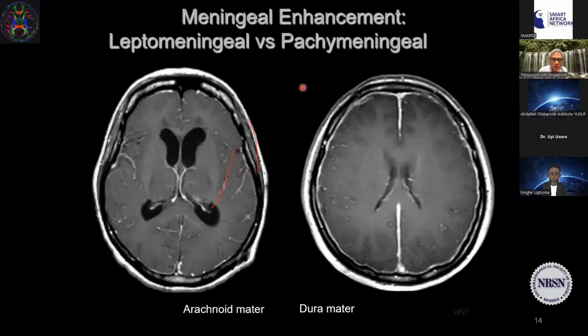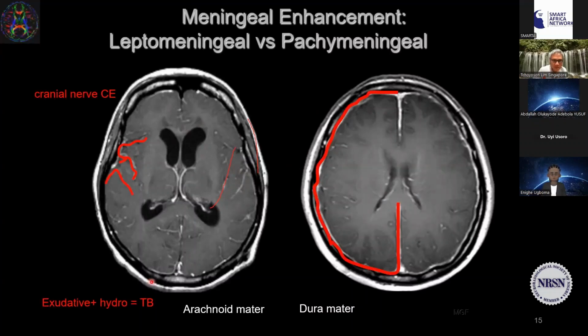Let's move on to the distinguishing feature of meningeal enhancement. Previously, I had explained leptomeningeal enhancement, and this is a patient with abnormal leptomeningeal contrast enhancement. This is a patient who has enhancement of the dura mater. This is enhancement of the arachnoid mater, as well as hydrocephalus. So these two patterns of enhancement are very different.